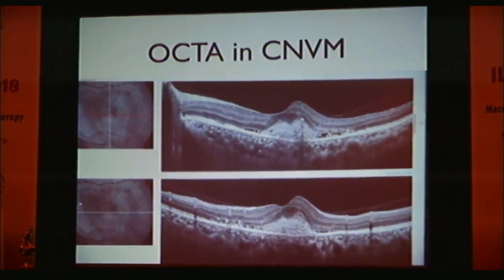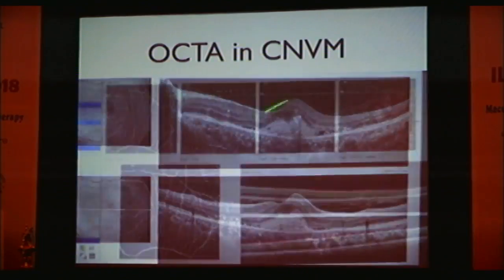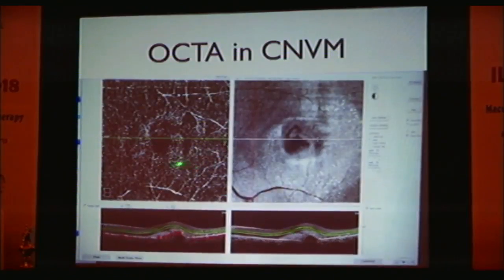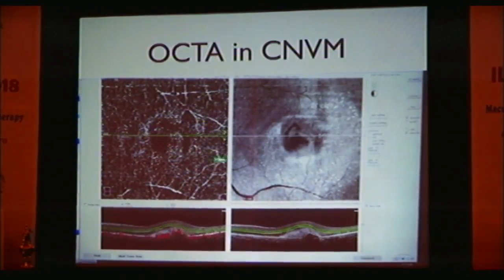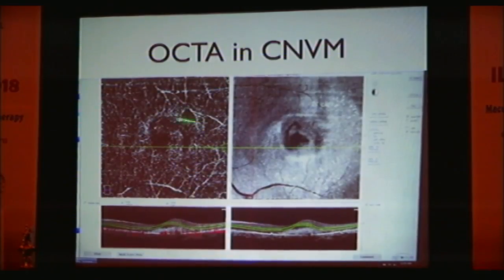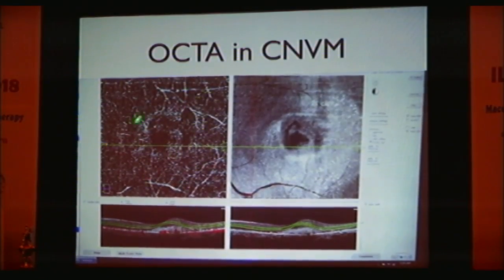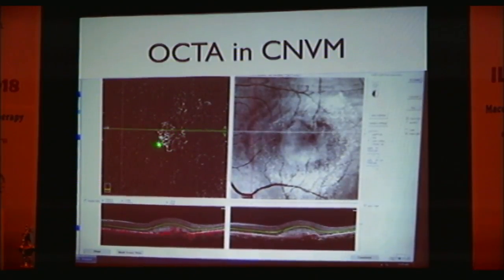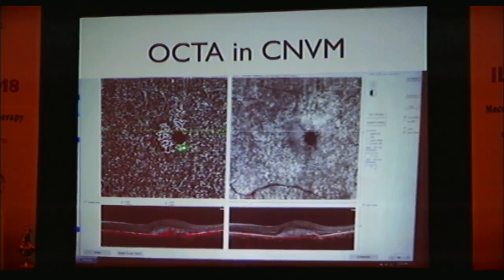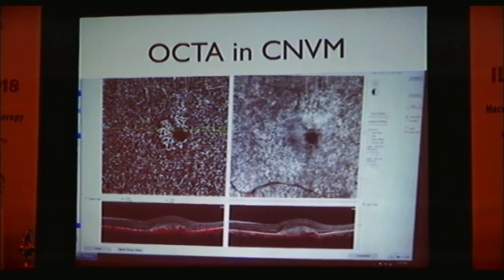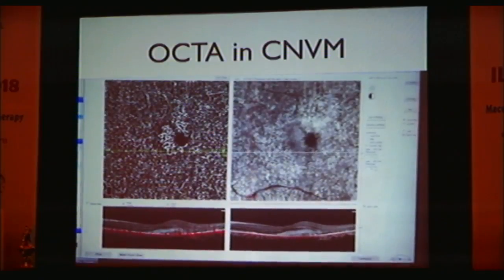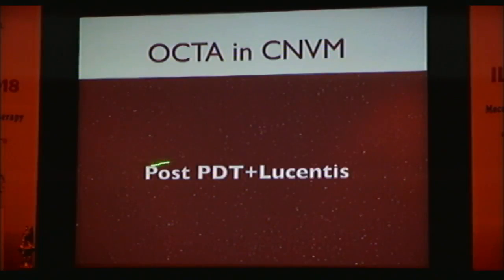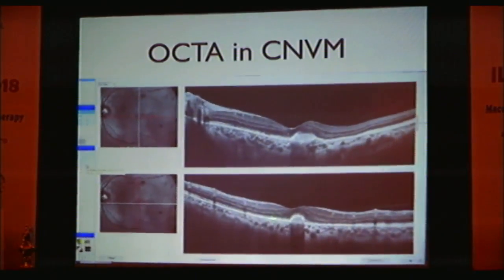This is another patient with CNVM in the center. These are the four different sections, and this is the second one, that is the deep retina, and these other vessels in the outer retina. So in CNVM, we are mainly looking at the outer retina and the choriocapillaris.